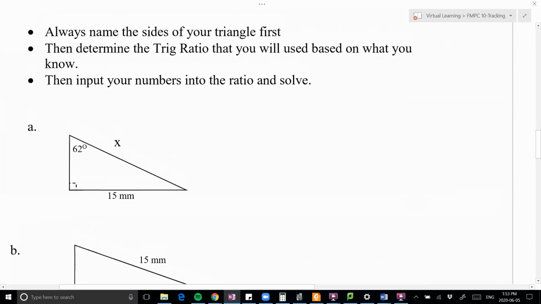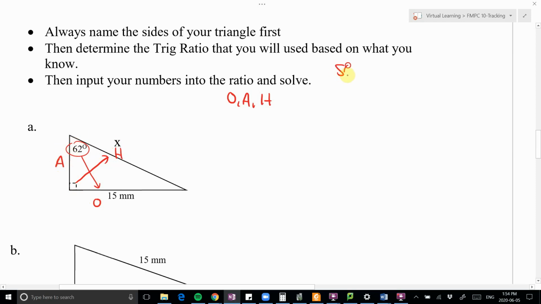So first step always to me is to label that O, A, and H. Label your opposite, your adjacent, and your hypotenuse, because then you're going to use that to figure out your SOHCAHTOA. So from my 90 degrees, this is going to be my H. This is my theta, right? My angle. My other two sides are based on that angle. So going across is going to be my opposite, and attached is going to be my adjacent.